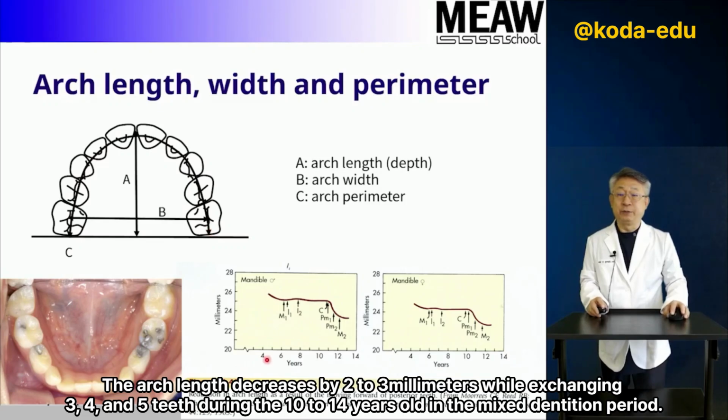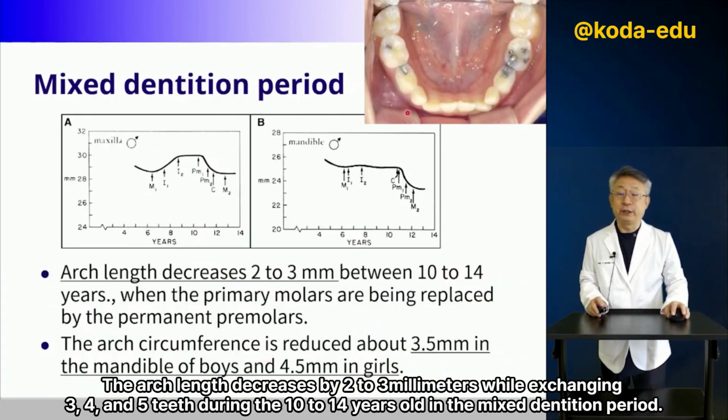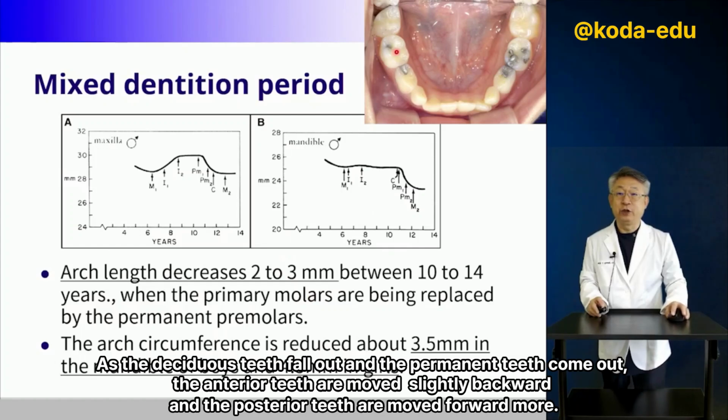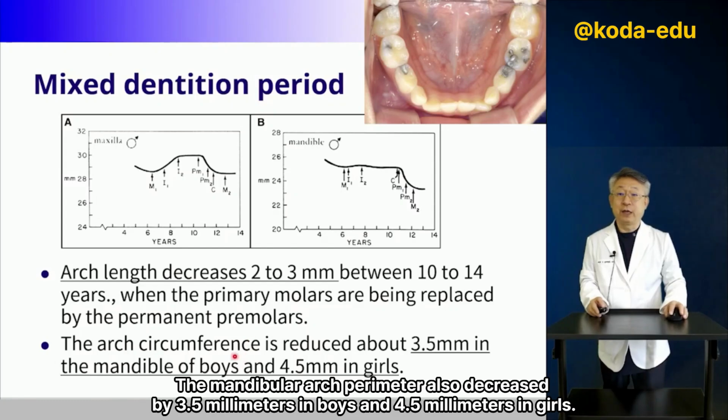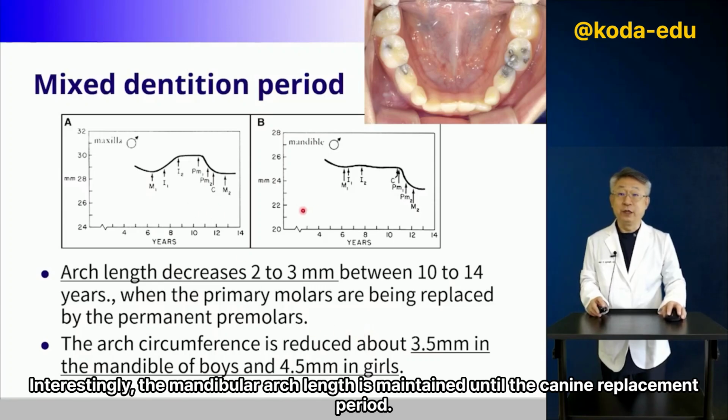The arch length decreases by 2 to 3 mm while exchanging teeth 3, 4, and 5 during the 10 to 14 years old in the mixed dentition period. As the deciduous teeth fall out and the permanent teeth come out, the anterior teeth are moved slightly backward, and the posterior teeth are moved forward more. The mandibular arch perimeter also decreased by 3.5 mm in boys and 4.5 mm in girls. Interestingly, the mandibular arch length is maintained until the canine replacement period.